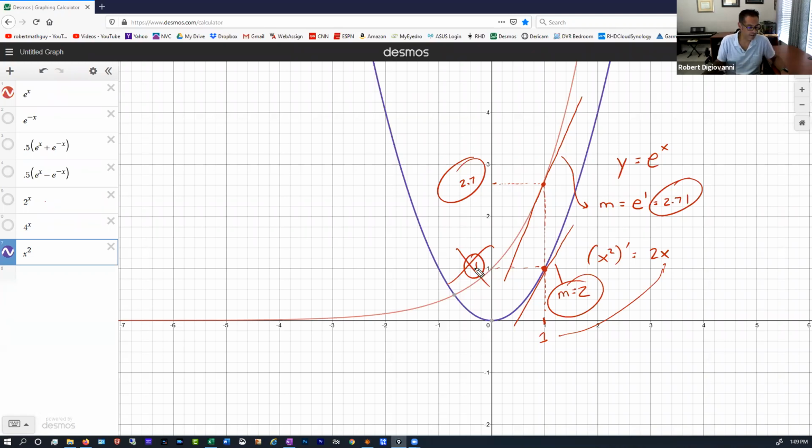e to the x is the only function out there that has that property. So that's what makes it so special to us.